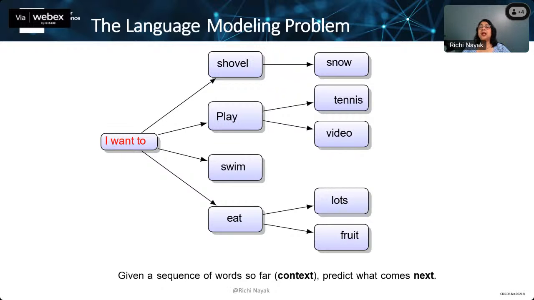So now let's see how the language modeling problem works. For example, when we give this phrase, "I want to", what the system would do is, given a sequence of words, it takes that sequence of words, and you can think of it as a context. We have a subsystem that has some historical data, and it has a lot of information about the language representation.